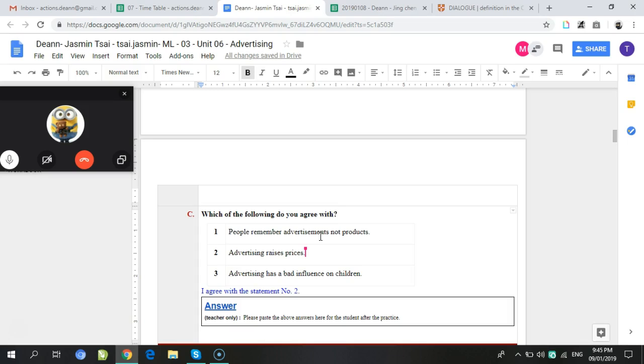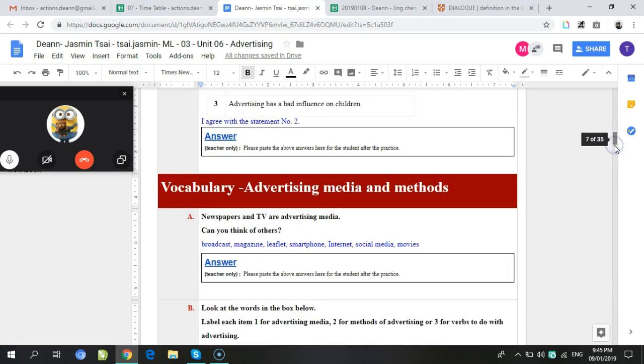Letter A. Okay, so you cannot remember the advertisement without the product. Letter A: newspapers and TV are advertising media. Okay, can you think of others? So now let us move on. Thank you for your answer for this part. Now let us move on with vocabulary. Okay, so we have here broadcast, magazine, leaflets, smartphone, internet, social media, and movies. Advertising media and methods.